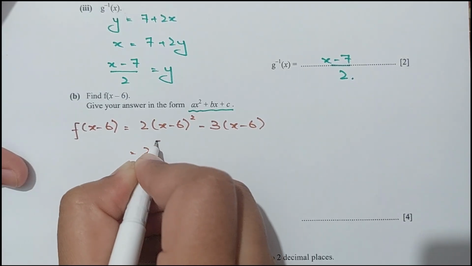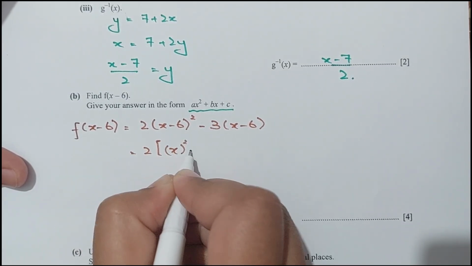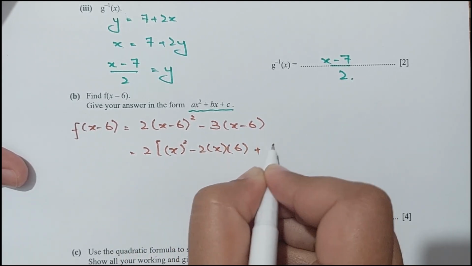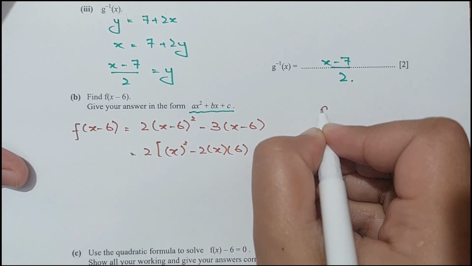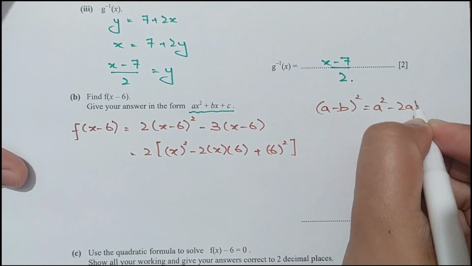This is 2. Open the square. (a minus b) square is the first term square minus 2 times the first term times the second term plus the second term square. (a minus b) whole square equals a square minus 2ab plus b square.